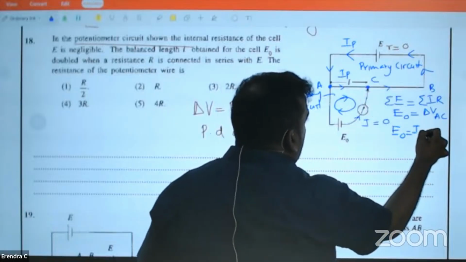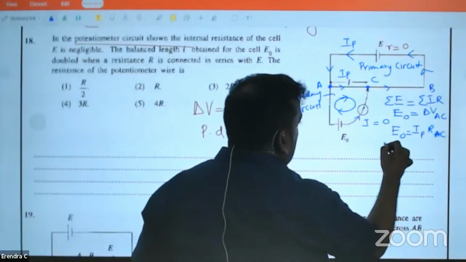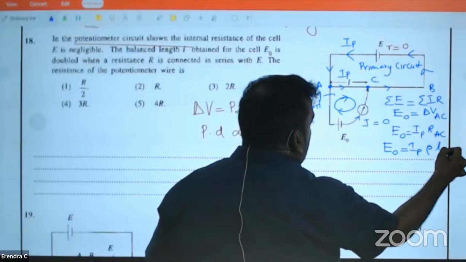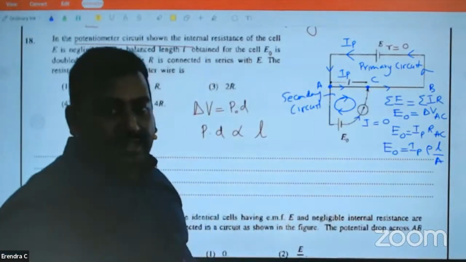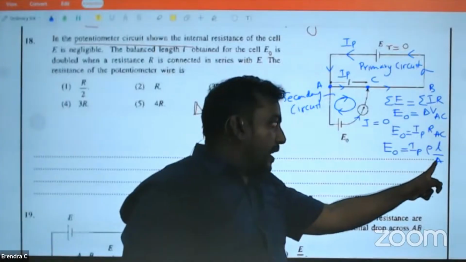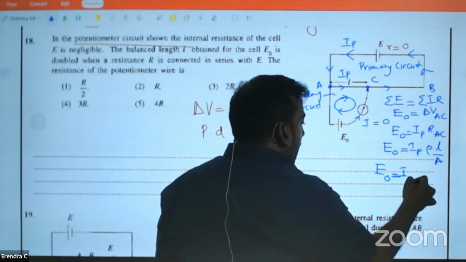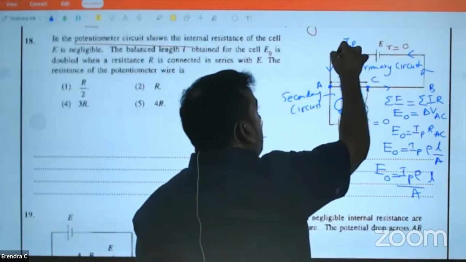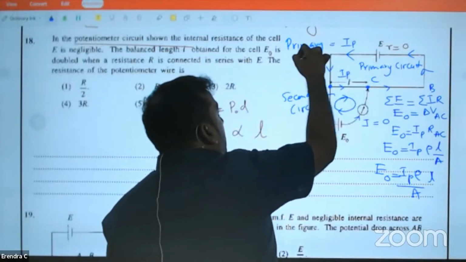The primary circuit current IP flows into the resistance RAC. What is resistance? Yesterday I taught rho L over A. With IP and rho over A constant, E naught is equal to IP rho over A times L. IP is the primary current.